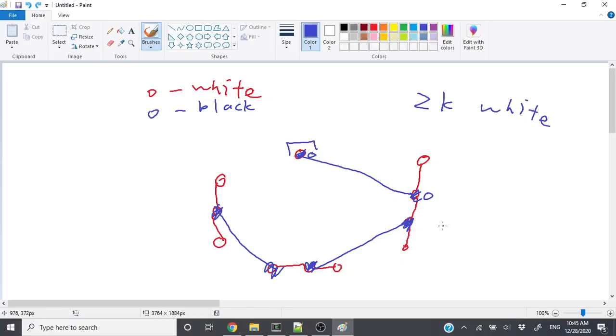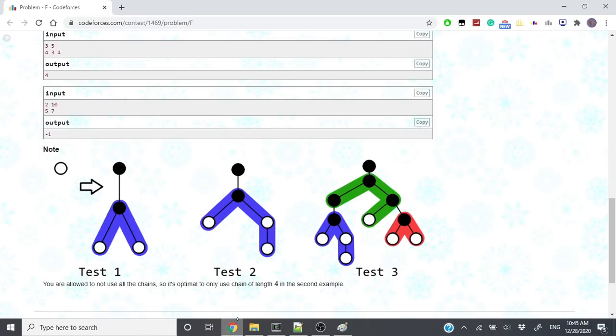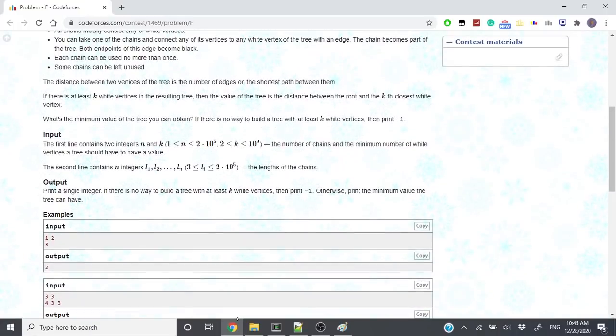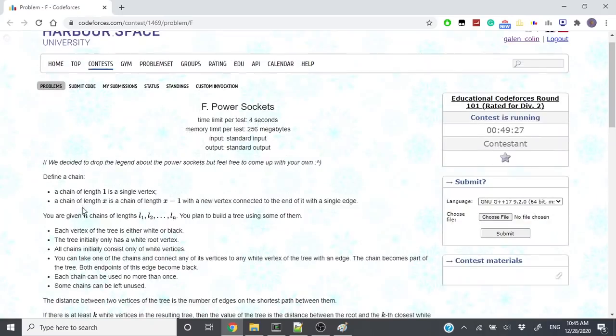Specifically, if we have a chain of length L, then it adds L minus 2. Minus 2 because one of the vertices on the chain becomes invalidated, and the other vertex that we attach it to becomes invalidated. So we lose 2, but we gain the full L from the chain. So that's the upper bound on the number of white vertices we can have, meaning first we can check this and then check for building a tree with at least k white vertices. That part's simple. The hard part would be the minimum value of the tree, I suppose.